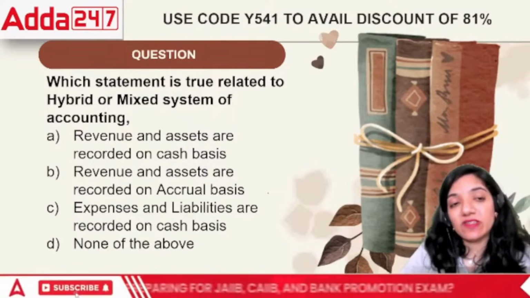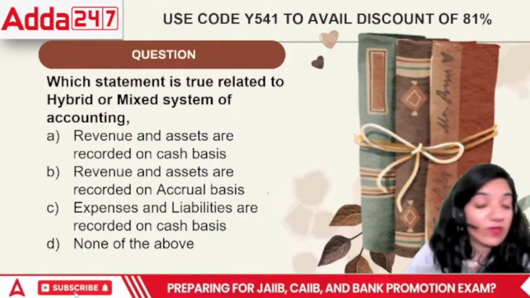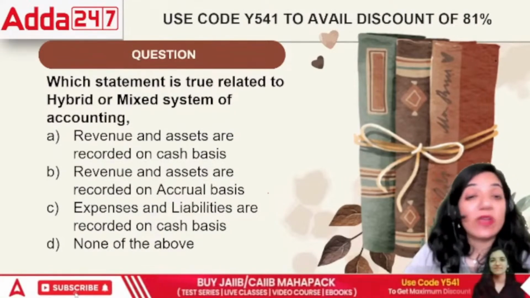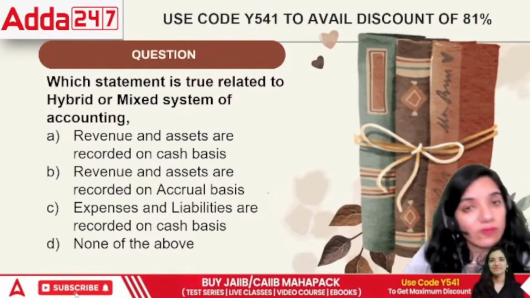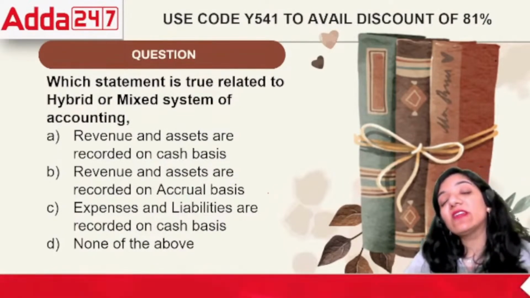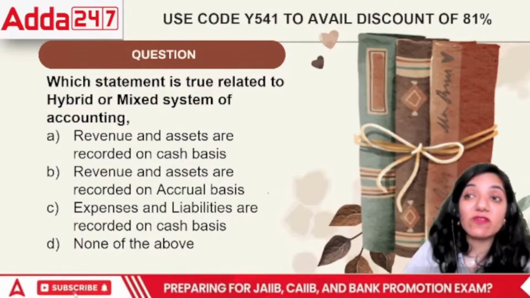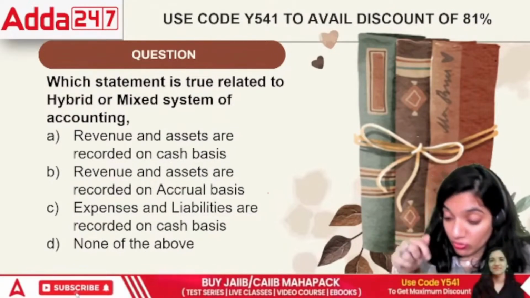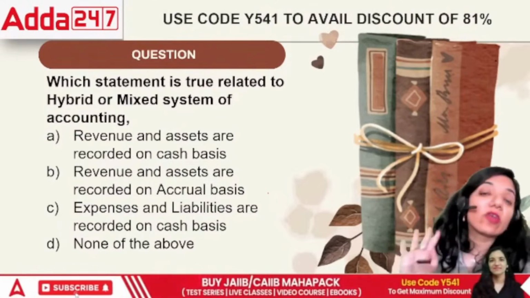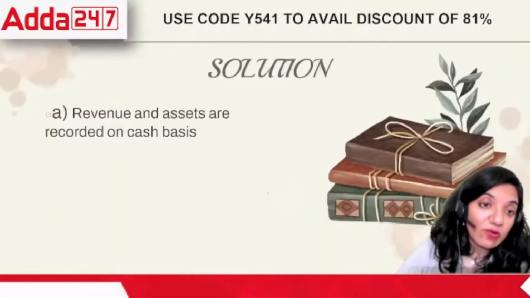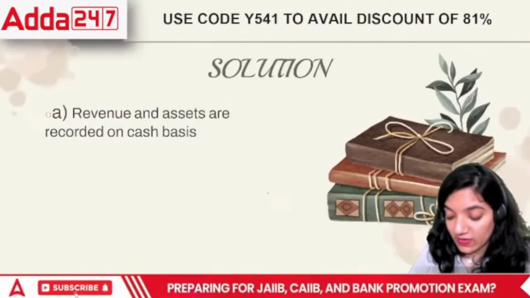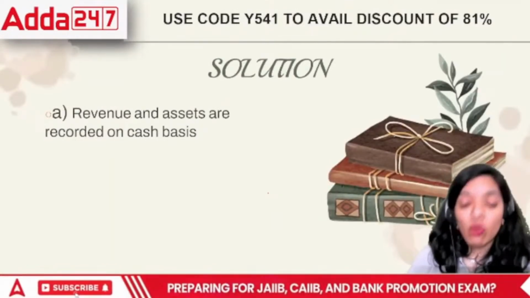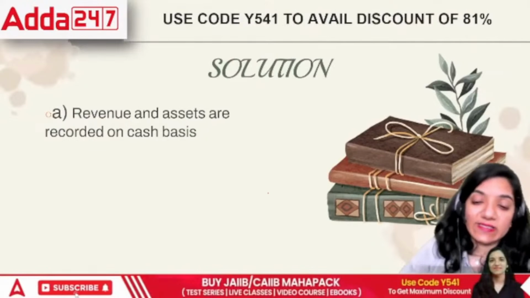See, in this, if I talk about the assets and revenue, until they are actually in your hand, you cannot recognize them. In terms of expenses and liabilities, even if they are accrued, you'll note them down. That means if you are supposed to pay someone, you'll remember. If you are supposed to receive money, until you hold that money in your hand, you cannot record it in the books of accounts. So that's the point. The answer would be that revenue and assets are recorded on the cash basis.